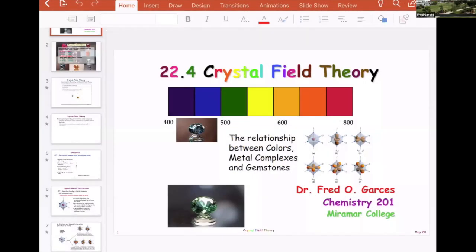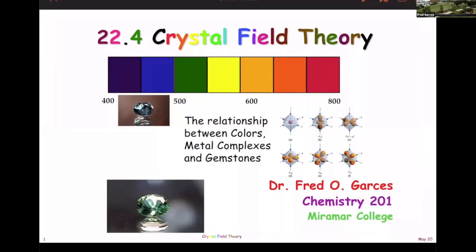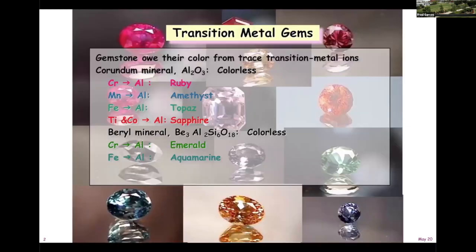The reason why gemstones are so precious is because of their imperfections. And the imperfections are based on the transition metal contaminants in these gemstones. So what makes an emerald green or a ruby red or an amethyst blue? It has to do with the transition metals. And so here we are.